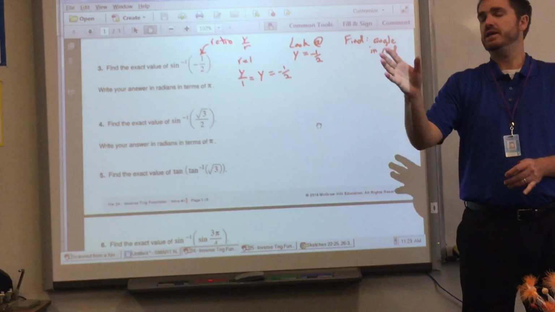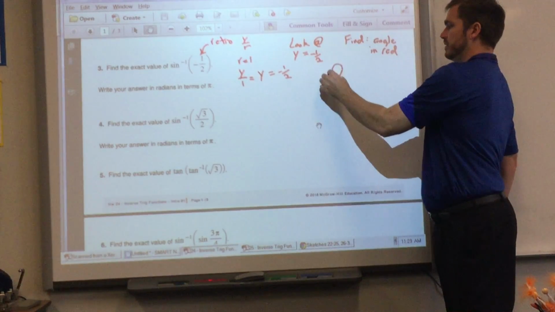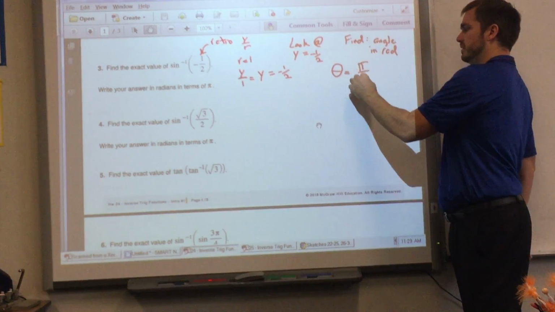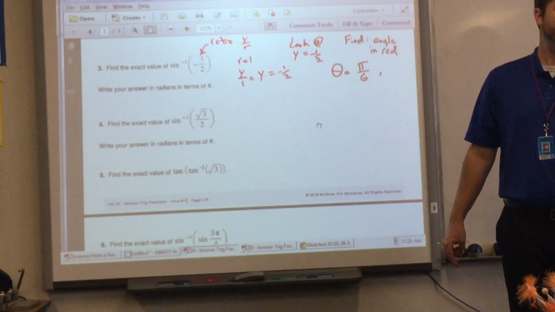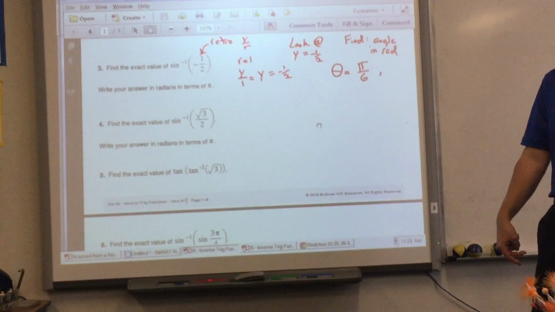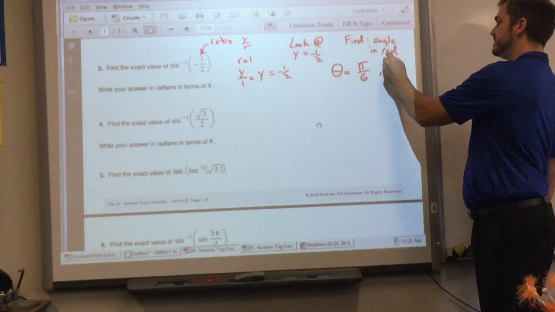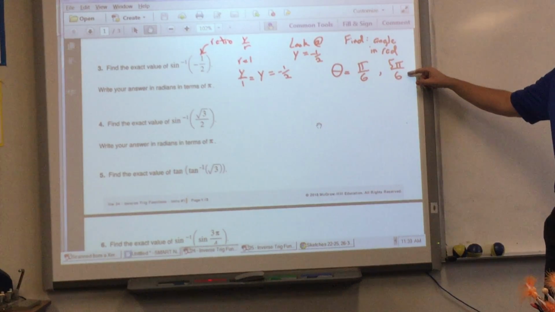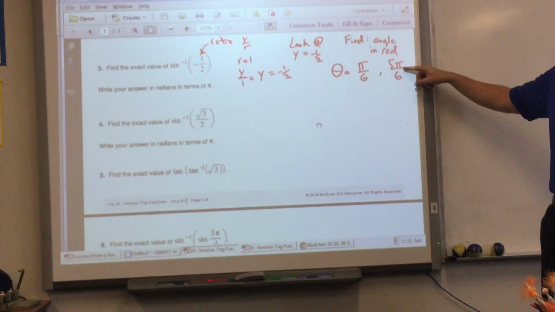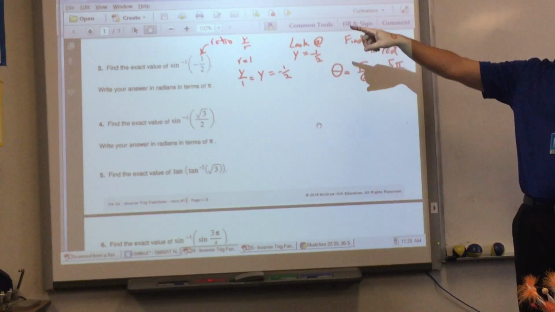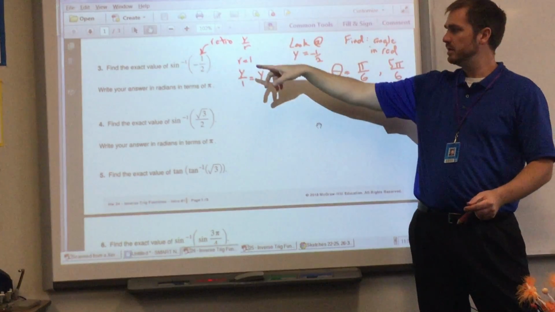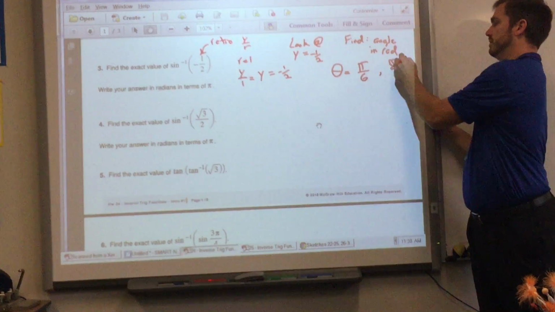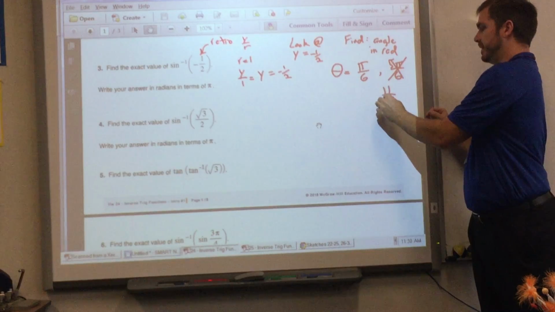Who has an answer for me for the angle? Shout it out. I hear pi over 6. Is there another one? Is there another Y? 5 pi over 6. Why is that not right? Quadrant 2. But is the sine of 5 pi over 6 negative 1/2? It has a Y value of positive 1/2. Yeah, the other one is negative. Oh, my bad. I said the wrong one, 11 pi over 6.